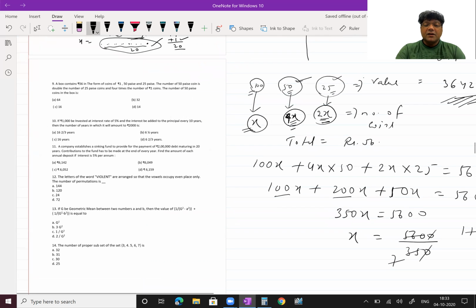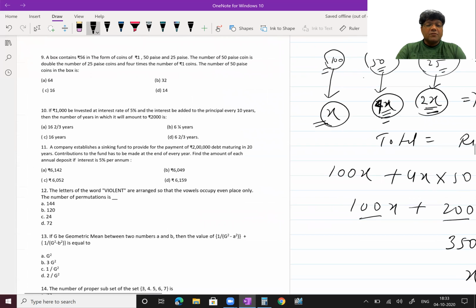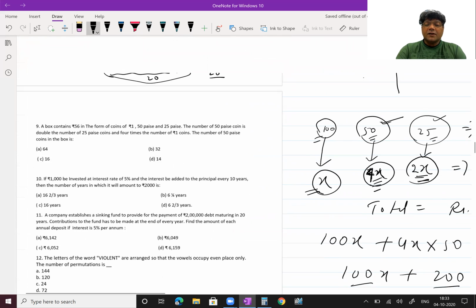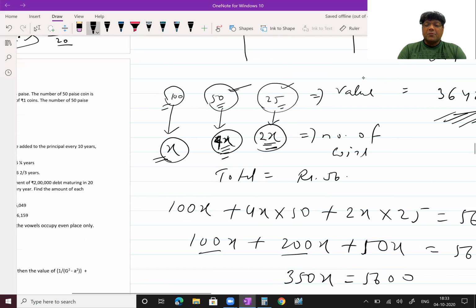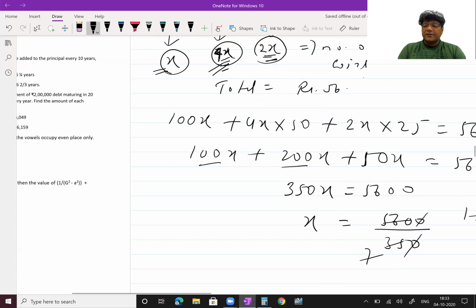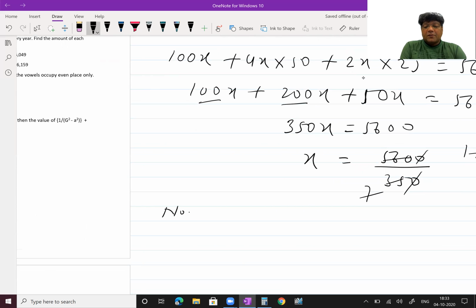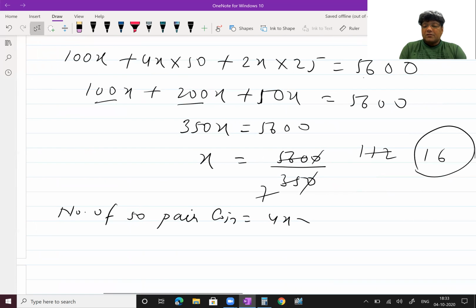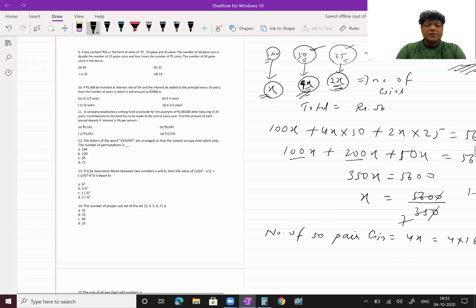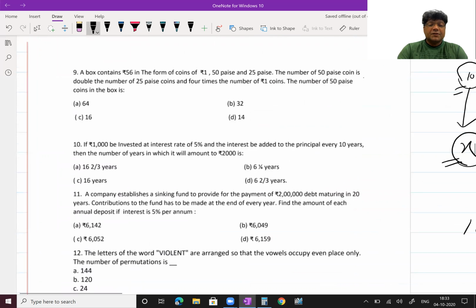Now what did they ask? They asked to find the amount. No, they asked the number of 50 paise coins. The number of 50 paise coins, how much? 4x. The number of 50 paise coins is equal to 4x, which is 4 into 16. 4 into 16 is equal to 64. Which option? Your answer is option A.